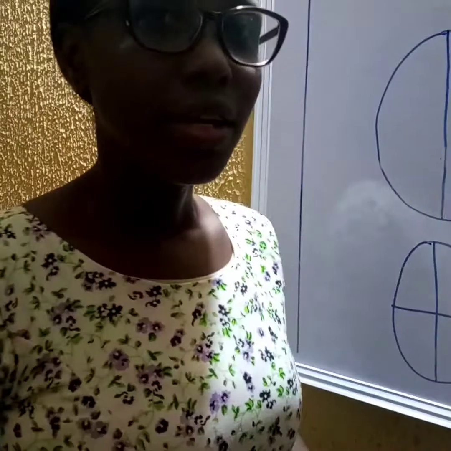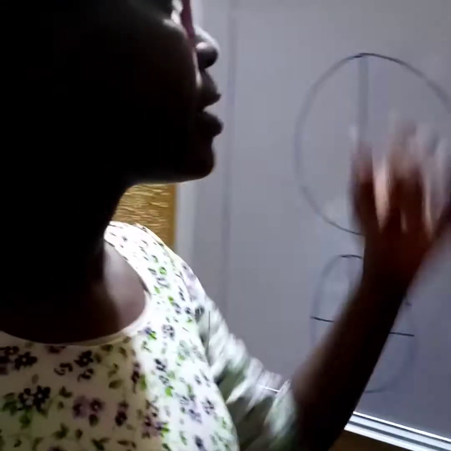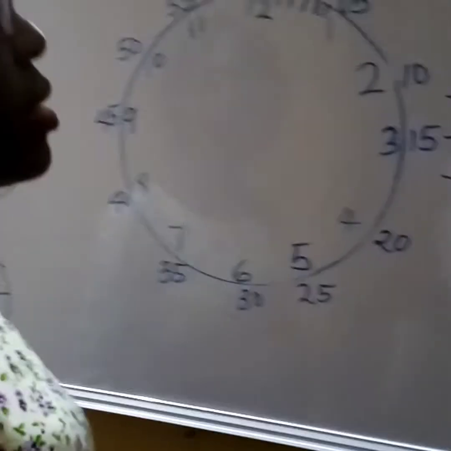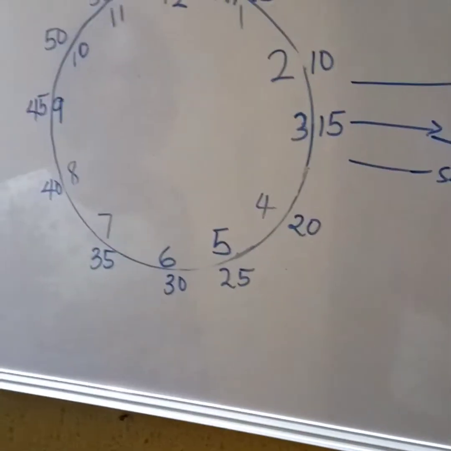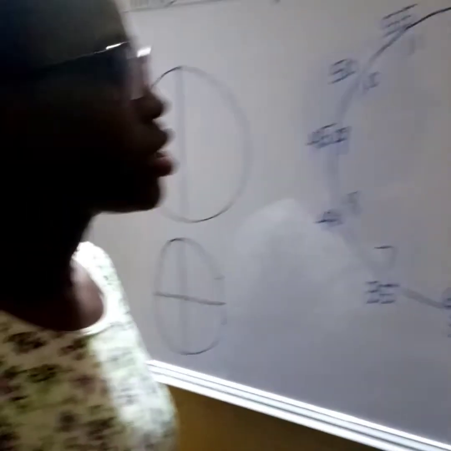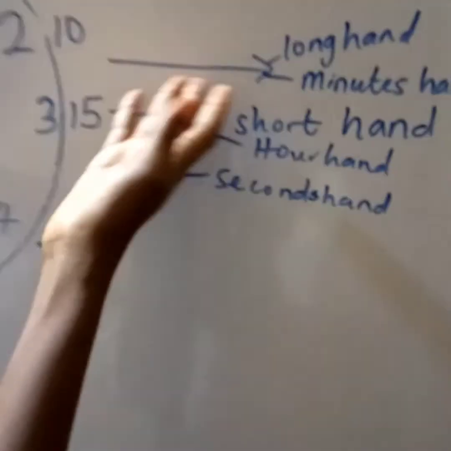Thank you. Today we'll be looking at time telling. We want to learn how to tell the time. There are some basic things we should know, some of which are that the typical clock has 3 hands.